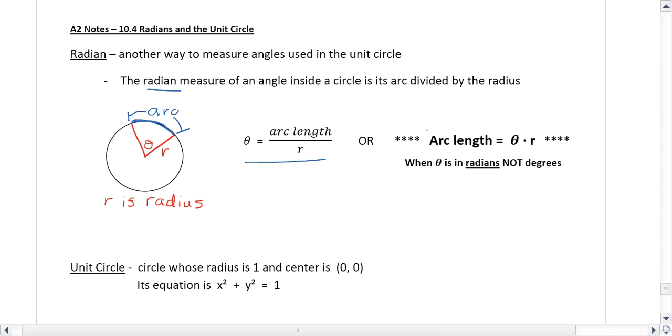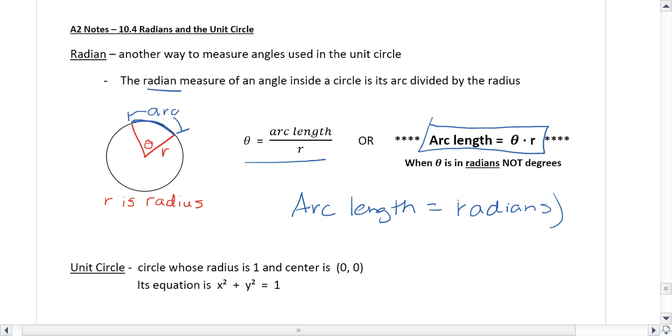So what I'd really like you to write down is right here. Arc length is the angle times the radius. But I have found another way to say this that you may like better. To find the arc length, and we'll have some word problems with this, because the angle has to be in radians, I just think of this as radians times radius. So that might be a useful way to write down and remember how to find arc length.